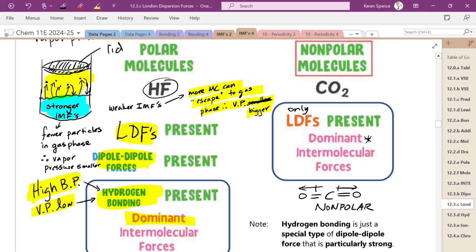With a nonpolar molecule like CO2, you're only going to have LDFs. So if you only have one thing, it has to be the dominant force present. And because it's a pretty weak force, especially for a small molecule like CO2, it does not have a lot of electrons. It is not very polarizable. In that case, this is going to have a low boiling point because it doesn't take much energy to break the bonds. And it will have a high vapor pressure.